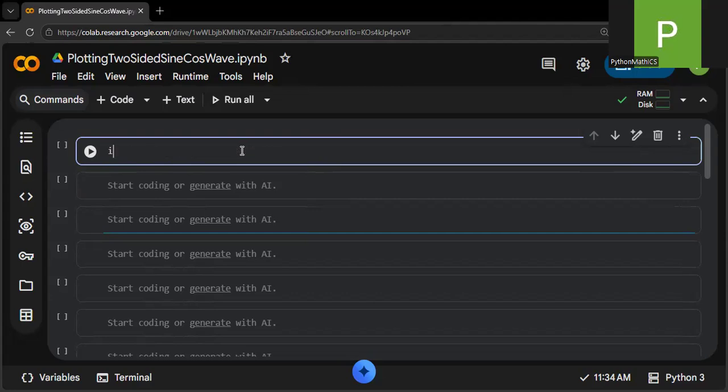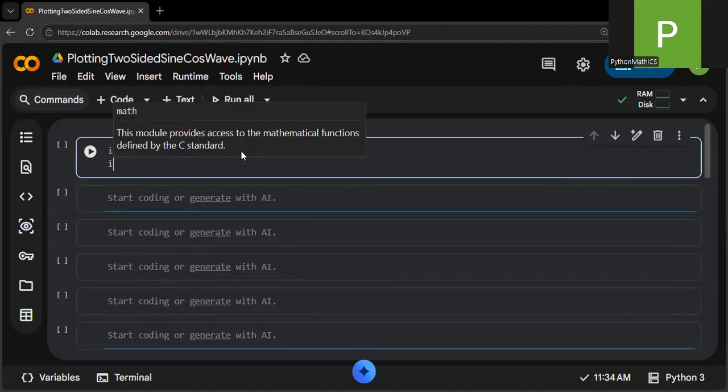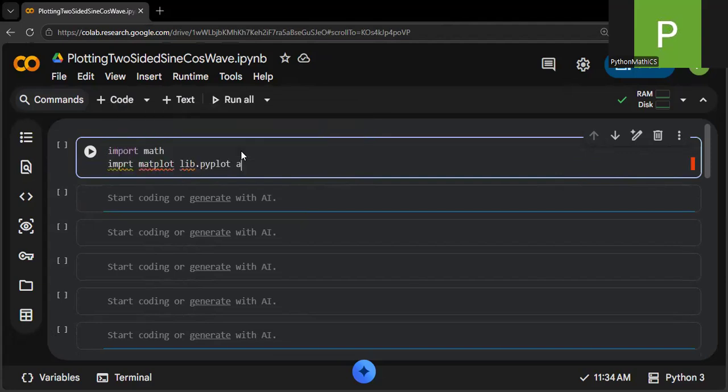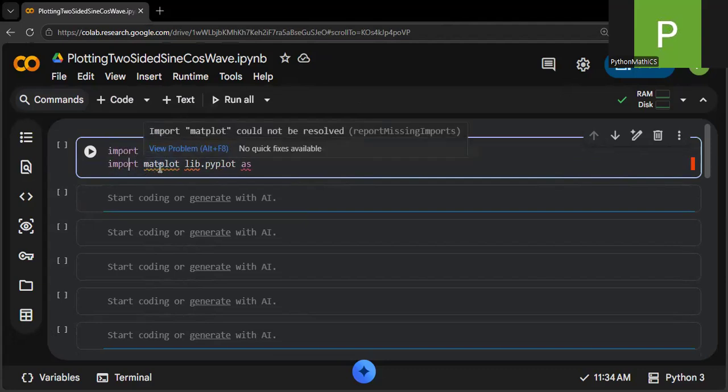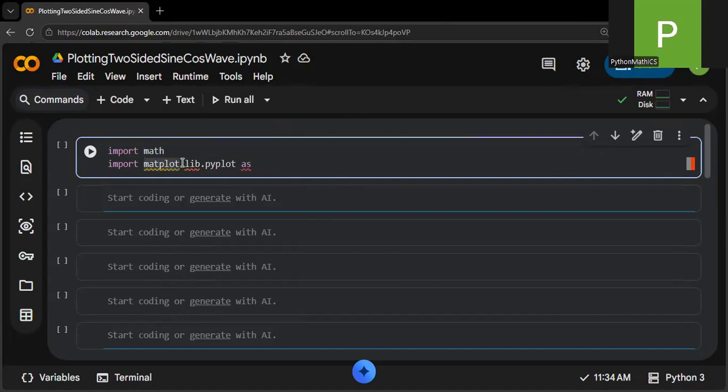So let's import the required library. So import math, then we import the plotting library, import matplotlib.pyplot as plt. I think there's some spelling mistake. So this is an import, and then it's matplotlib. There is no spacing. So as plt.